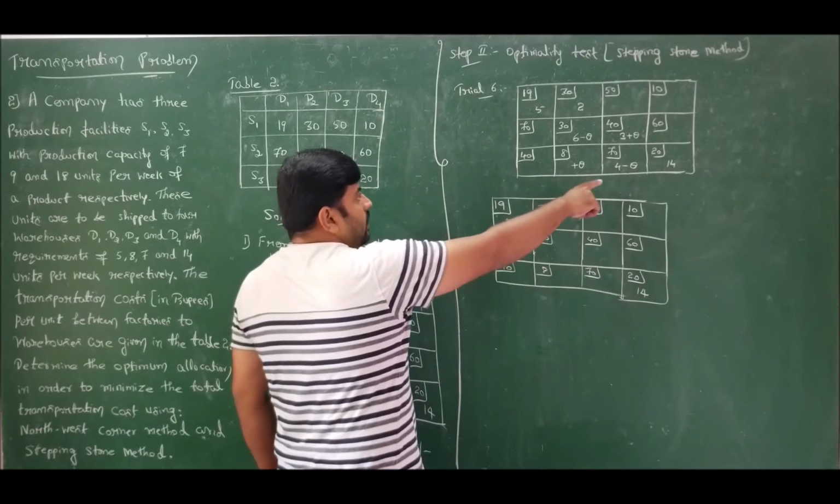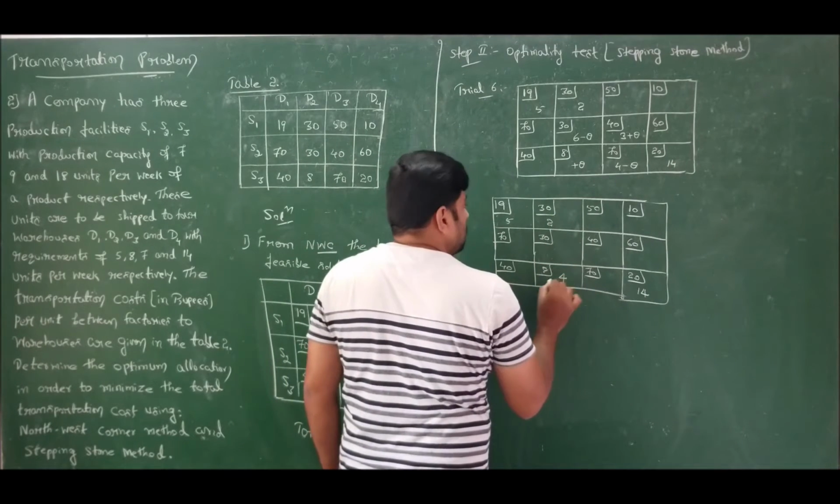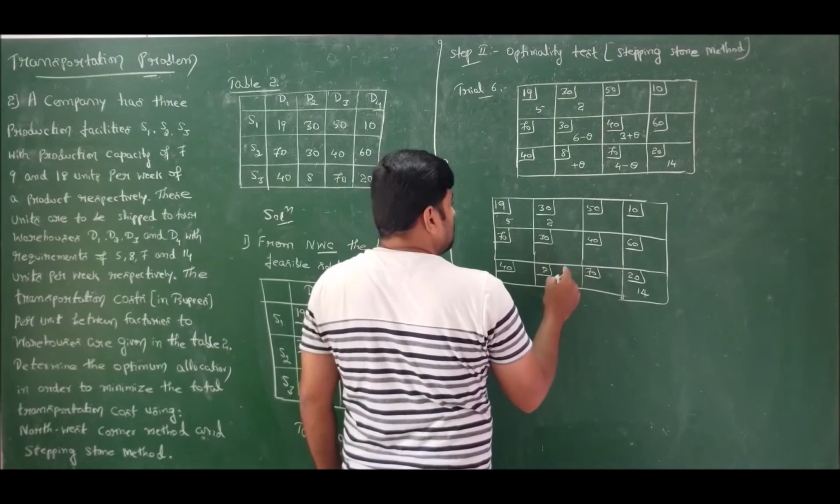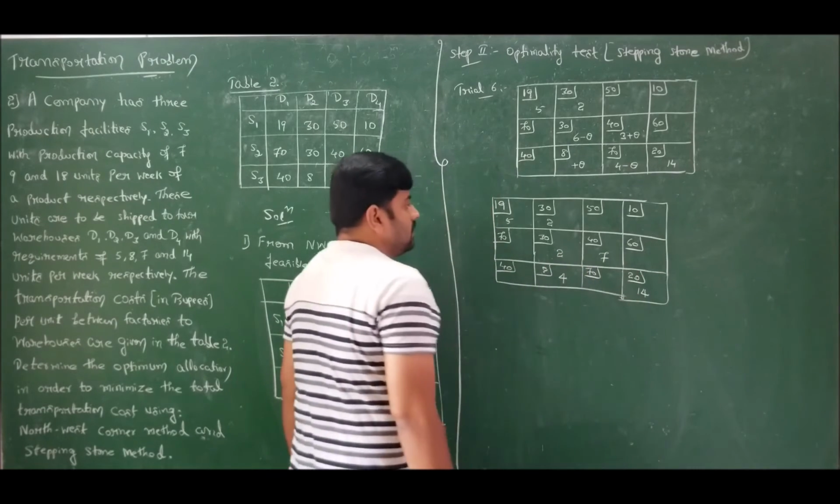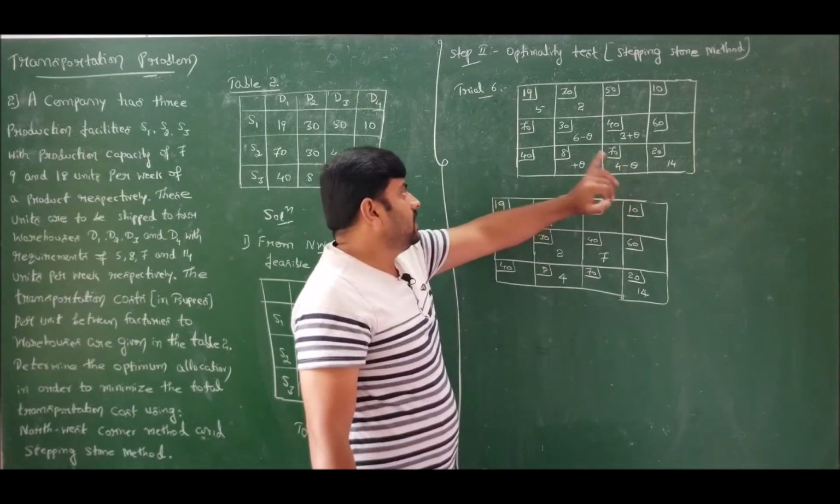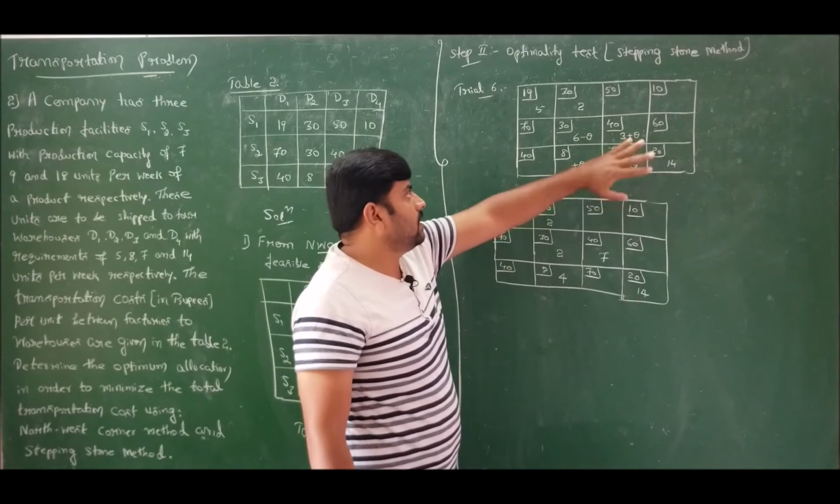Now I am giving the value of theta as 4. So here the allocation will become 4 here. So this will become 2 and this will become 7, right? So allocate the value of theta as 4 in such a way that these 3 will not become negative.